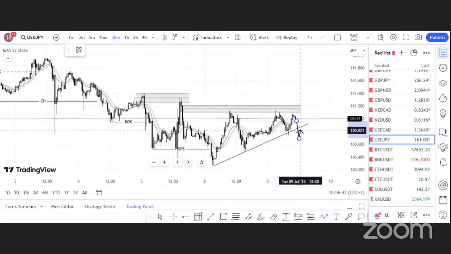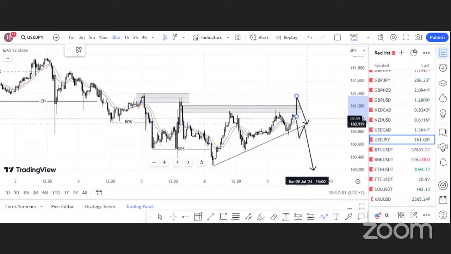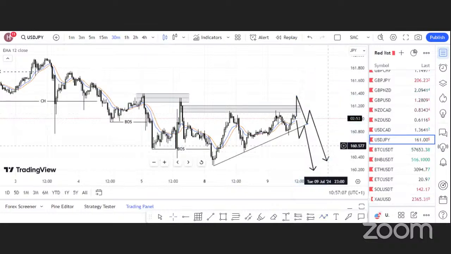Okay, so this is what I'm expecting the market to do: hit the level, retest the level, and continue to go down. But if this doesn't happen and the market decides to break the level above, I think this is where the market is going to reject from instead, make a retest, then continue to go down. All right.